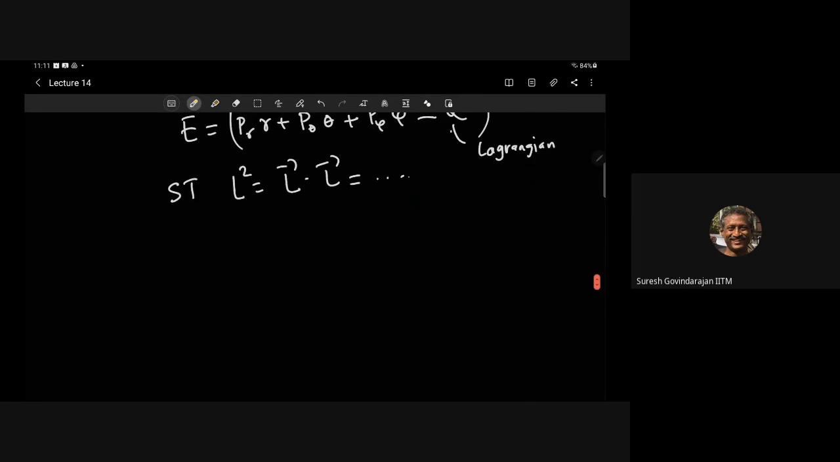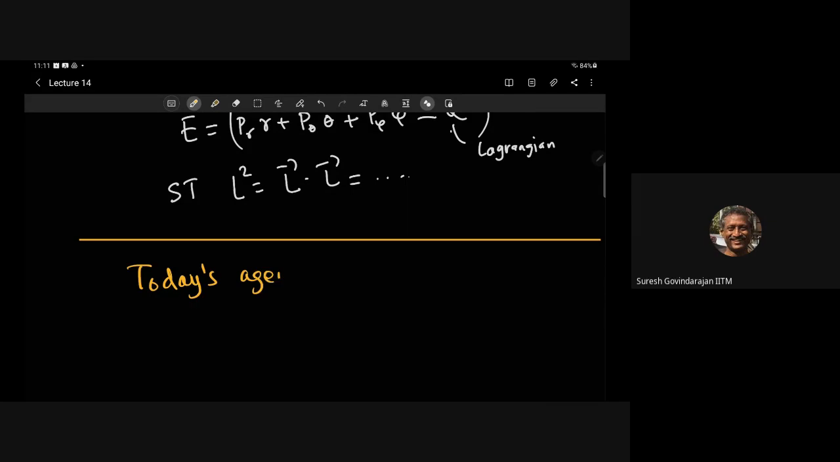So what is today's agenda? Today's agenda is to do a very, very specific case. So today, solve the Kepler problem. Okay. So question to you is, what is the Kepler problem?